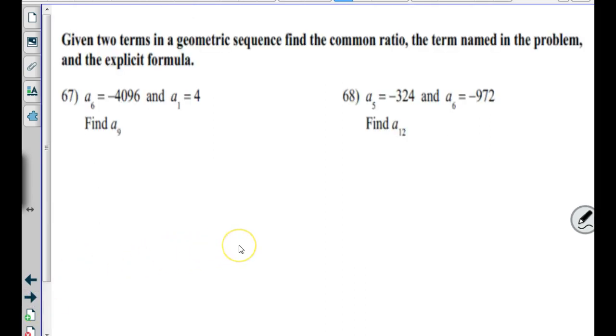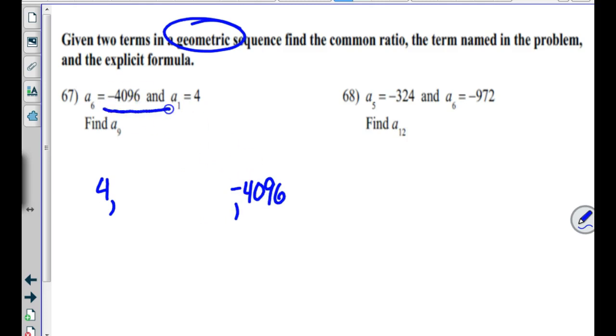All right, there is a question like this. It says, given 2 terms in a geometric sequence, find the common ratio and the term named in the problem and the explicit formula. Okay, I don't think you have to find all those things on the final, but you have to find one of them. If we start with 67, they give us the first term and the 6th term. The important thing here is that it says it's geometric, so you're multiplying by r. How many times would you multiply to get from the first term to the 6th term?